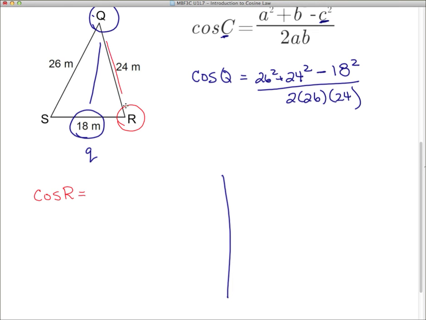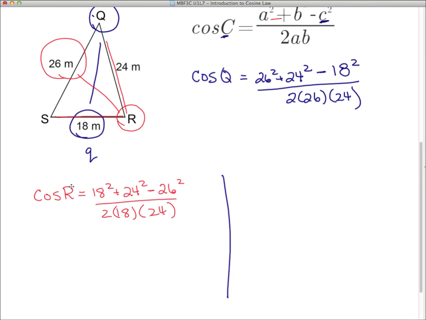And then the two angles around R are going to be our A and our B. So we go 18 squared plus 24 squared. And the subtracted one, remember, has to be the one across from R. So that's minus 26 squared. And then divided by these first two. Okay, the bottom is the A and the B, like was up here. So the first two are 18 and 24. And don't forget that we have to put a 2 out in front. So that's if I were finding R.